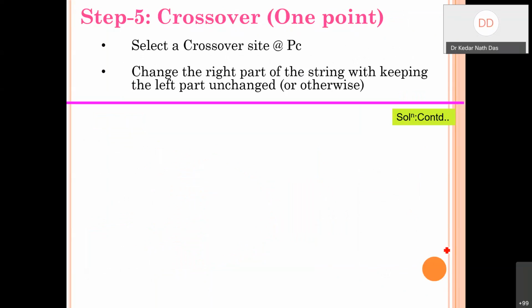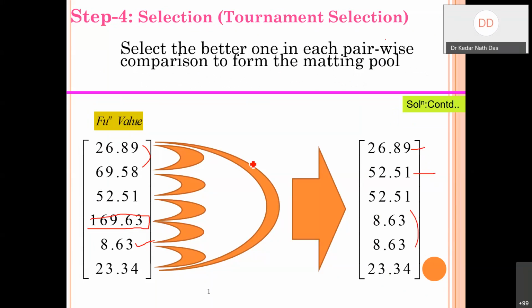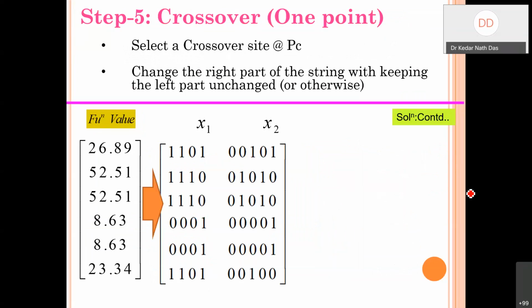So crossover: it is a one-point crossover. What I want to say here is, after selecting all these strings, there is a binary string running in the background. There is a binary string corresponding to 26.89. Once we have copied this one, the binary string has been copied to the first string. Similarly, 52.51, 2 times we have copied to the second string, and so on. These are the binary strings corresponding to those values which were there in the background.